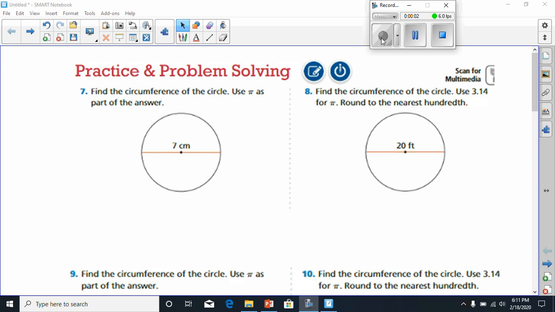Today we're going to be solving problems involving the circumference of a circle. So let's start with number 7. I'll be doing all the odd ones. It says here, find the circumference of this circle. Use pi as part of the answer.